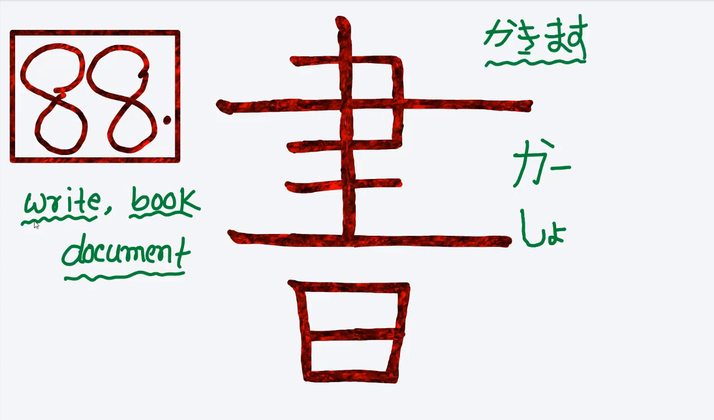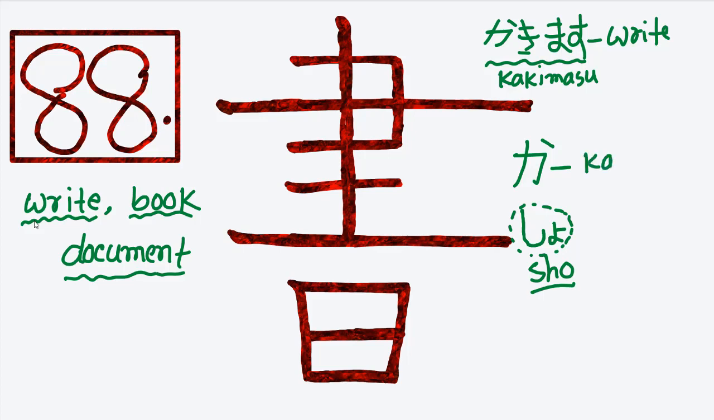Kakimasu. We know this word is write. Kakimasu. So that is the meaning and pronunciation: kakimasu, write. Another sound is sho. So this sound is ka. Another sound is sho. Sho here, we know, is in toshokan.